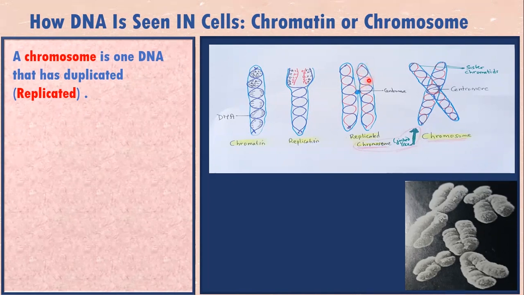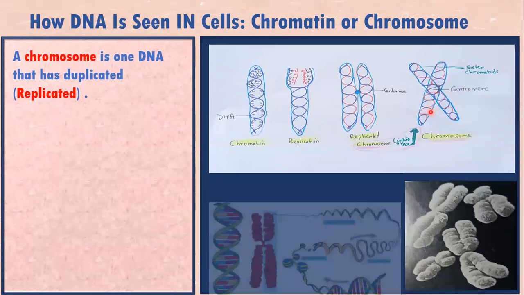And these two are held together at a point called the centromere. And at this stage, you can see it neatly as a chromosome. So you see it as a chromosome, and this chromosome is just one DNA that has replicated, and we call these two sister chromatids, right? And the centromere is holding them here, and that's a chromosome. So that is what happens.